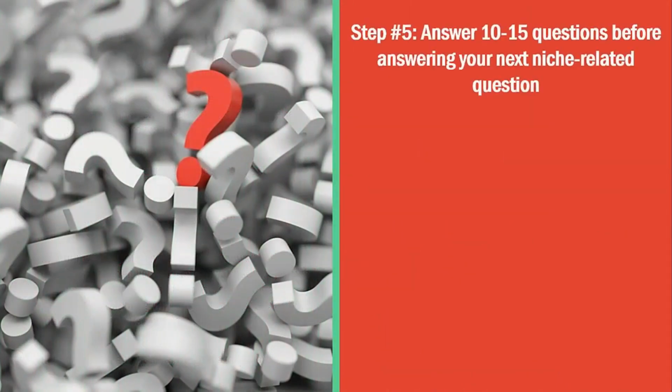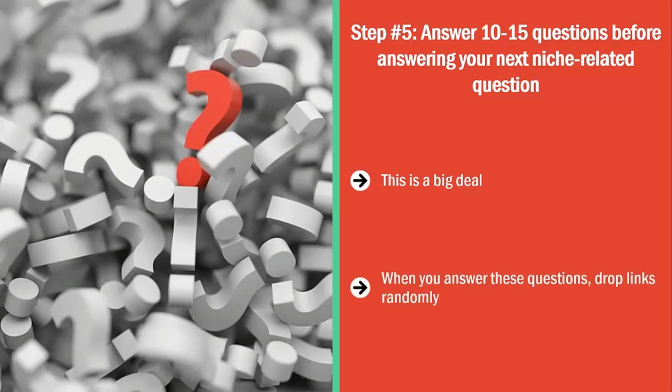Step number 5, answer 10 to 15 questions before answering your next niche-related question. This is a big deal. You can't just answer only questions related to your niche. You're going to be too obvious when you do that. I suggest that you answer 10 to 15 other unrelated questions in a wide range of unrelated niches. When you answer these questions, drop links randomly. This is curated content that answers their questions and are extremely helpful. These links are not related to your niche. When you do this, you build authority.